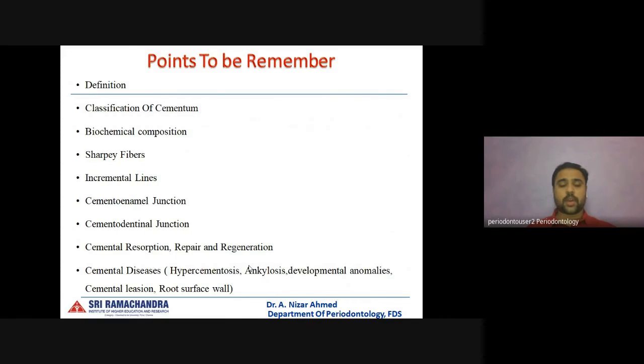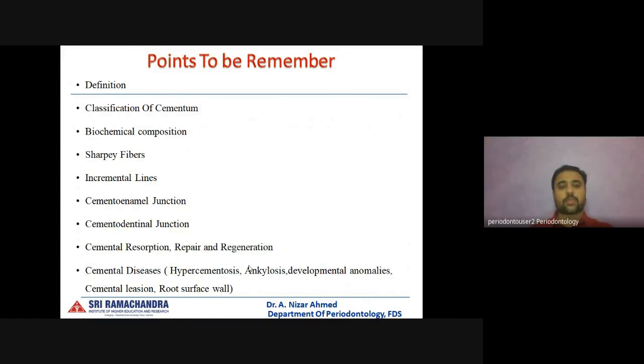Okay, these are the points to be remembered in the class. So when there's an essay about the cementum, you have to write about the definition and classification of the cementum, and explanation of the classification of the cementum is mandatory. Okay, so acellular cementum does not contain the cells, afibrillar cementum does not contain the fibers, cellular cementum contains cells, and mixed cementum contains both the extrinsic fibers and the intrinsic fibers. You have to explain everything.